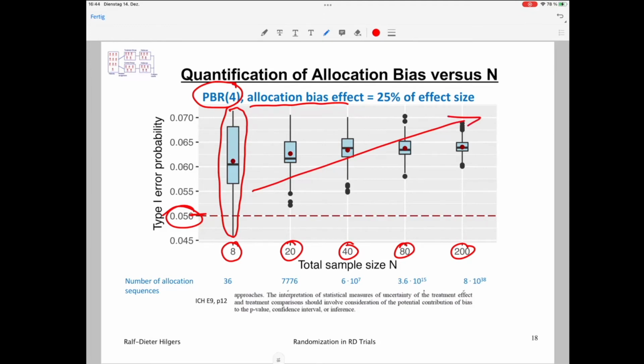So you might think, okay, that's fantastic. I make a small trial, because then I can rule out the allocation bias. Well, that's not the whole story, because the range you have for the actual type 1 error probabilities is rather large. And that's not a good part of the story. So there is a particular problem for smaller trials, and you cannot be sure whether there is really a treatment effect or not.